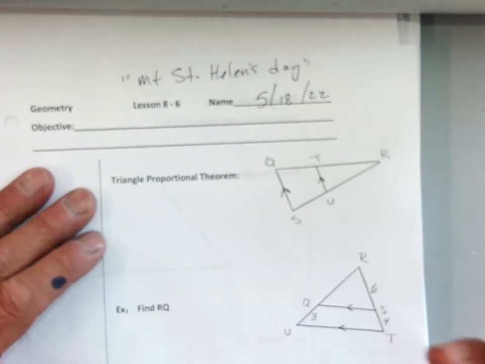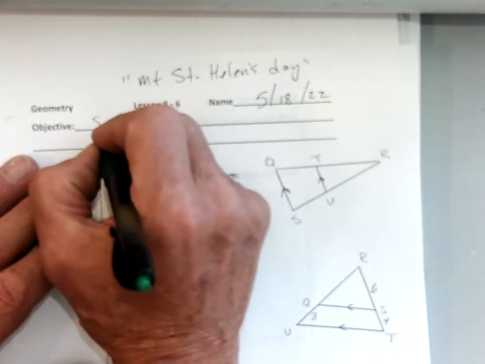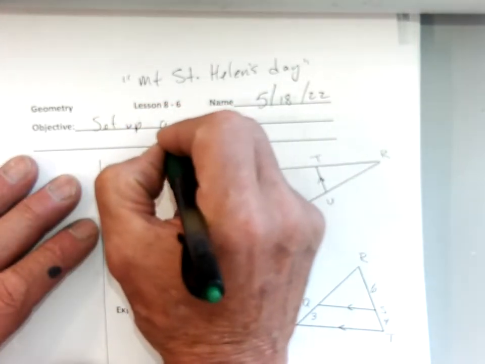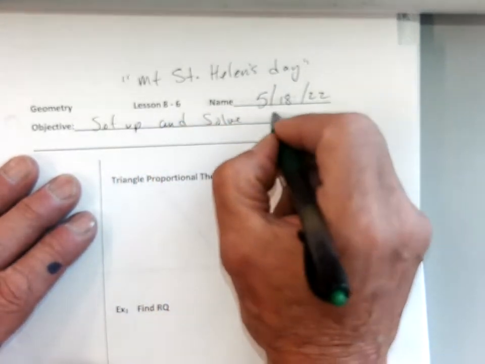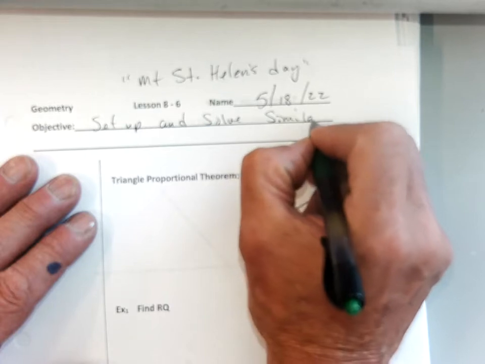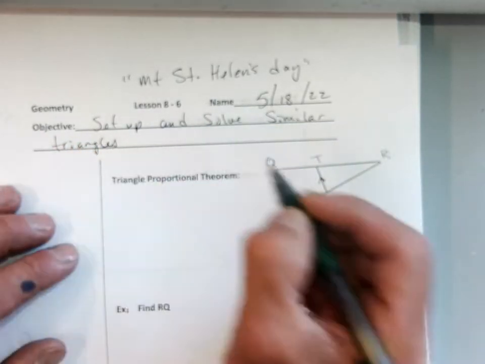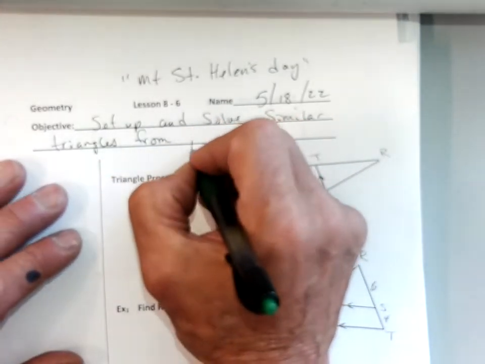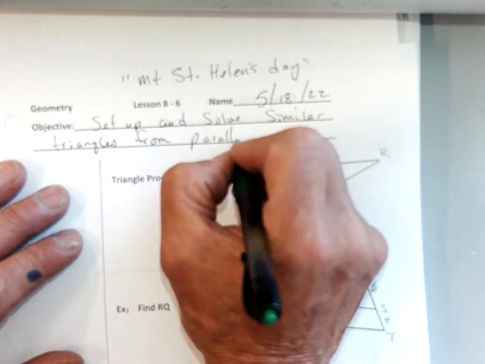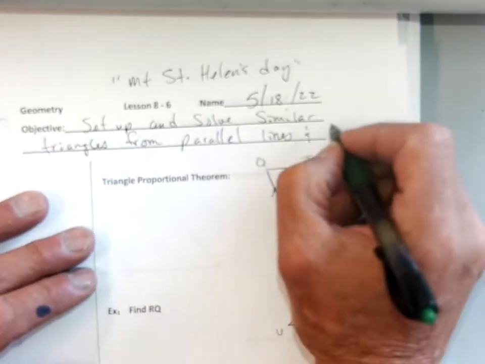So our objective today, here's our objective, is we're going to set up and solve similar triangles from parallel lines and bisectors.